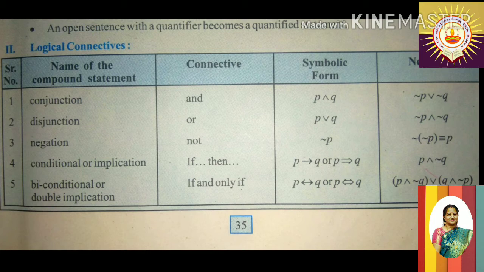Negation of biconditional statement or double implication statement. Again, here also we know that biconditionality is denoted by double arrow. So our statement is P biconditional Q. So its negation is negation of P biconditional Q is equal to P and negation Q or Q and negation P.